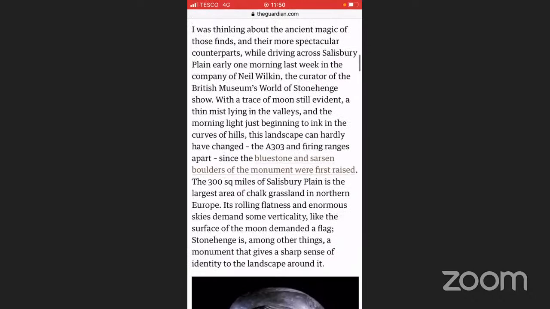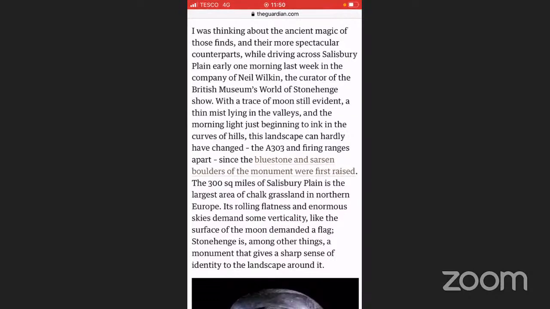I was thinking about the ancient magic of those finds and their more spectacular counterparts while driving across Salisbury Plain early one morning last week, in the company of Neil Wilkin, the curator of the British Museum's World of Stonehenge show. With a trace of moon still evident, a thin mist lying in the valleys, and the morning light just beginning to ink in the curves of the hills, this landscape can hardly have changed. The A303 and firing ranges apart, since the bluestone and sarsen boulders of the monument were first raised.